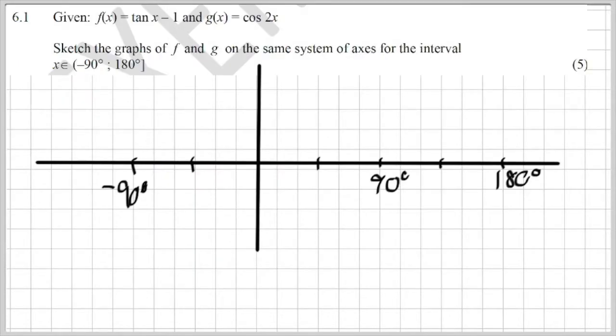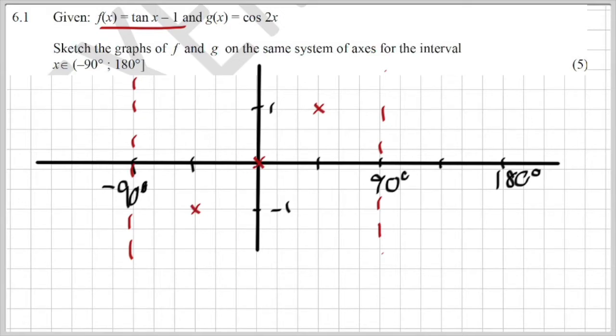If I look at this question 6.1, given that f(x) is that and g(x) is that, sketch the graphs of f and g on the same system of axes for the interval between -90 and 180 degrees. First of all, let's start with f(x). f(x) is a normal tan graph, and I'm therefore plotting the points for a normal tan graph.